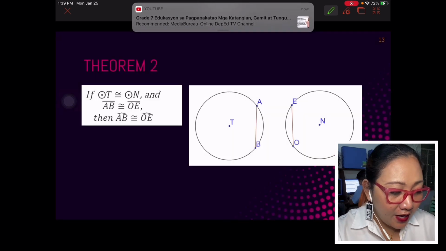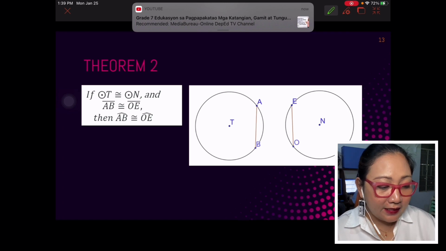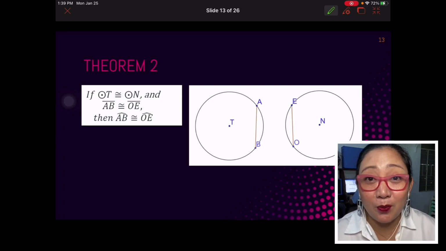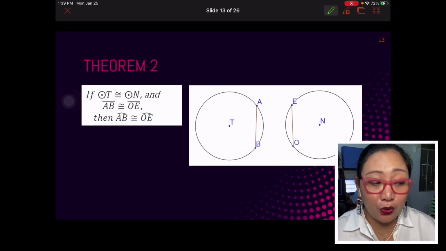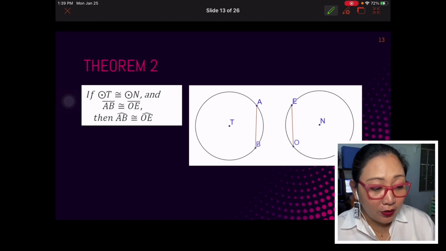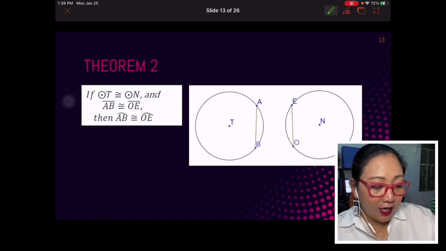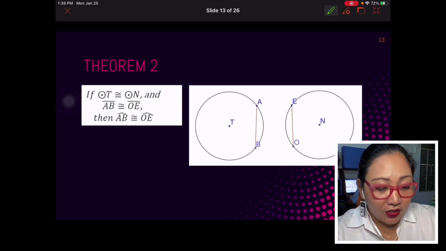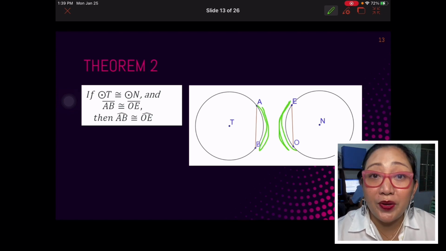So here we have circle T and circle N. Meron po tayong circle T and circle N. And we are given that chord AB is congruent to chord OE. If that is so, we can actually conclude na yung kanilang intercepted arc, ano yung intercepted arc nila? Si arc AB at saka si arc OE ay congruent din.